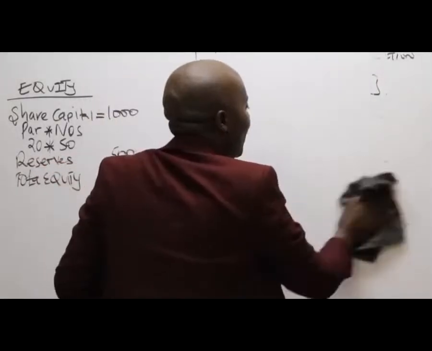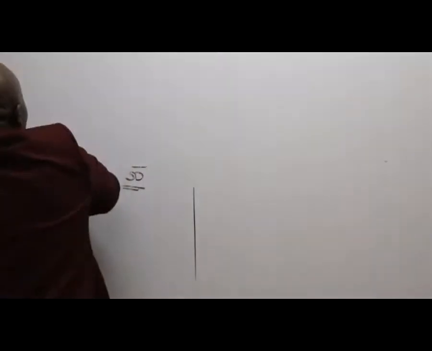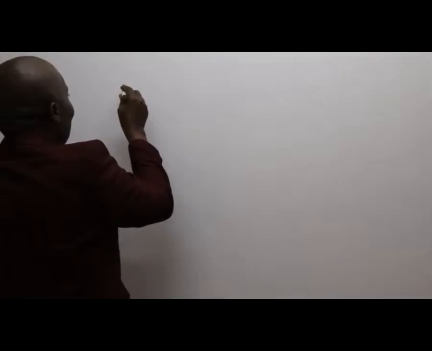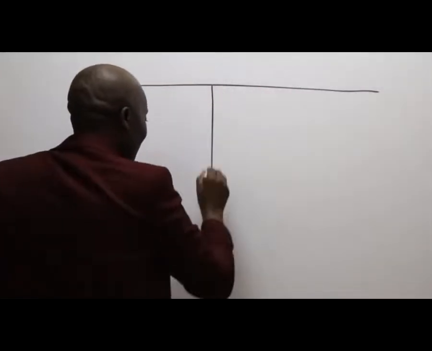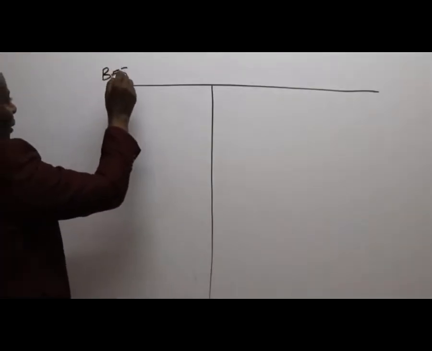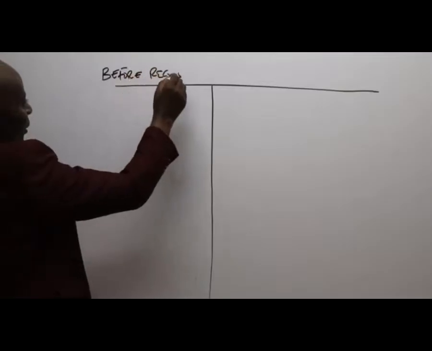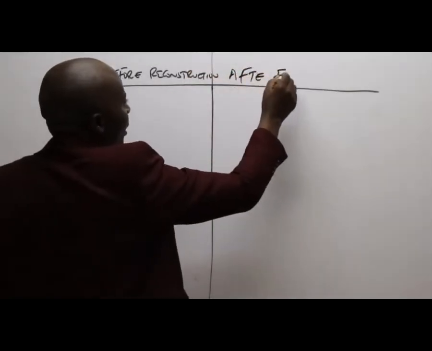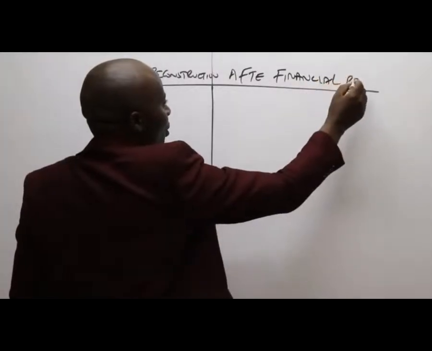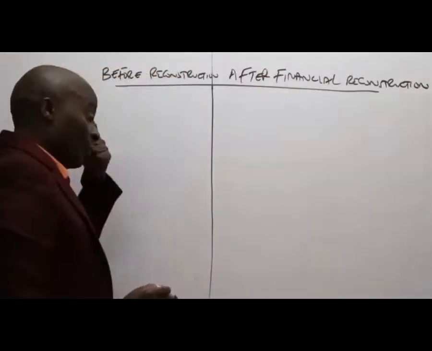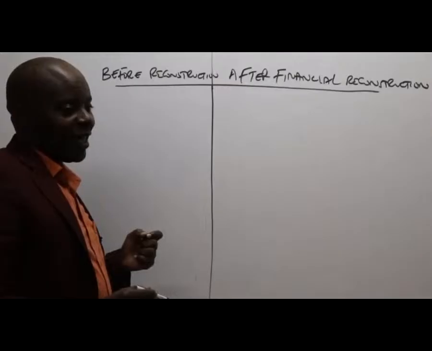Great. They're telling me, Mwalimu, go ahead and rub. Now, ladies and gentlemen, after I have gotten that, I'm going to do a tabular solution, where I will have my matrix here divided into two. We have here before financial reconstruction, and after financial reconstruction.